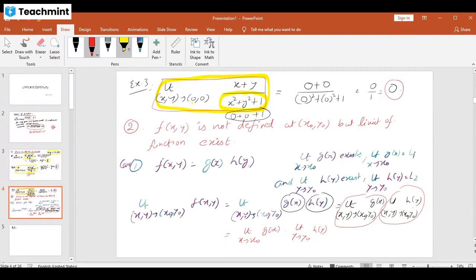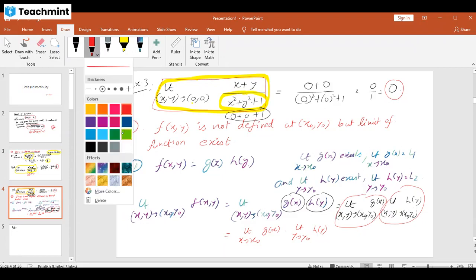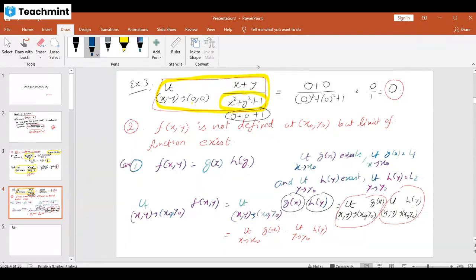Okay, now come to another type of problem. The another type of problem is when your function is not defined at the point (x naught, y naught), but the limit of the function exists. So how do we identify such kind of problem? In this case, we are considering two different cases. Case number one is if your function f of (x, y) can be expressed as a product of two functions, where one function depends upon variable x only and the another function depends upon variable y only, and where the limit of these individual functions exists.